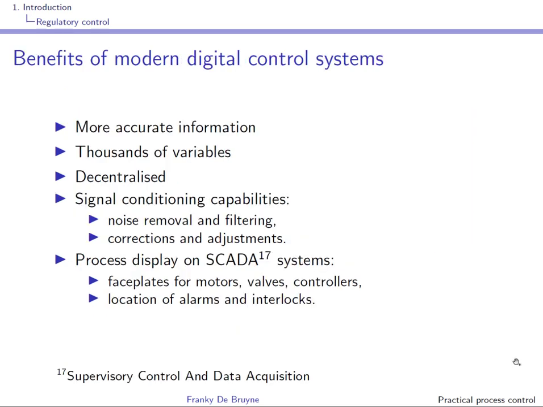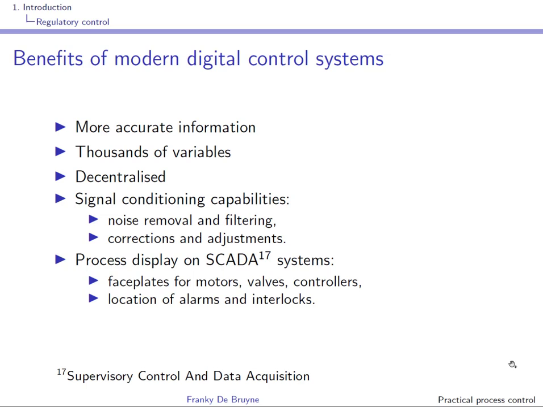Modern day digital control systems can handle thousands of variables in an accurate fashion. Everything happens in a decentralized way, in the sense that the analog to digital conversion is done locally, and then the information is communicated to the central PLC using a bus system. These systems have signal conditioning capabilities, so for instance noise removal and filtering, but also calibration possibilities of the different measurements. You can easily interact with the system using the HMI or Supervisory Control and Data Acquisition System, SCADA system.